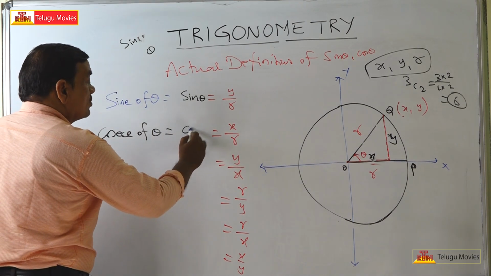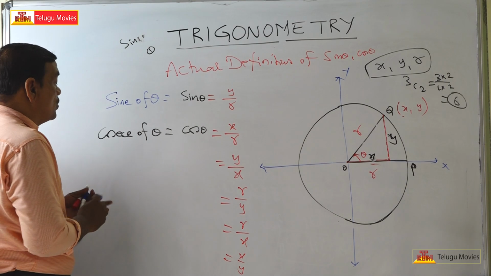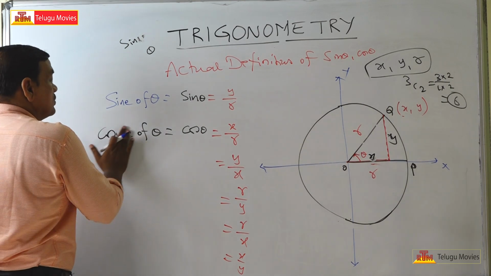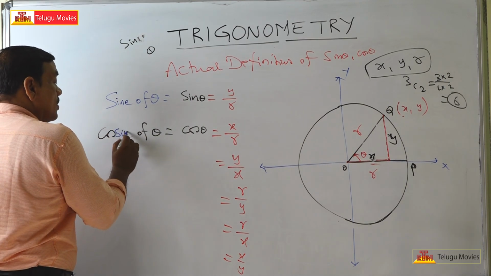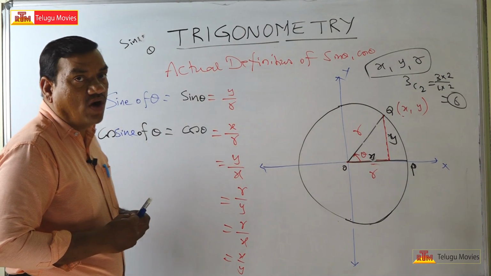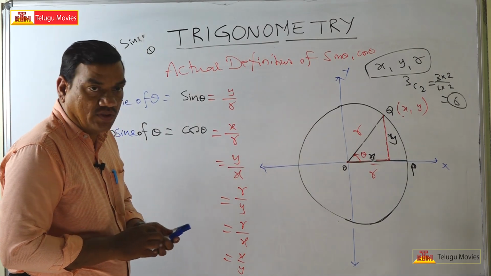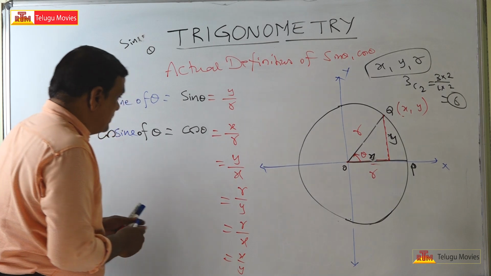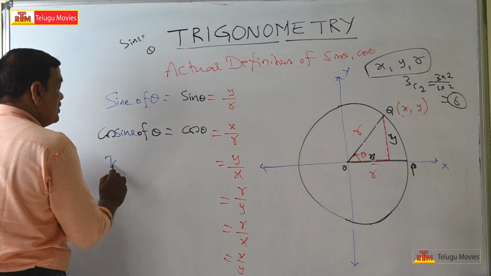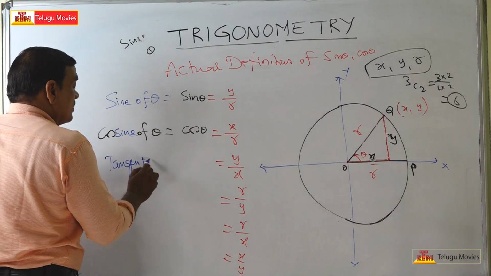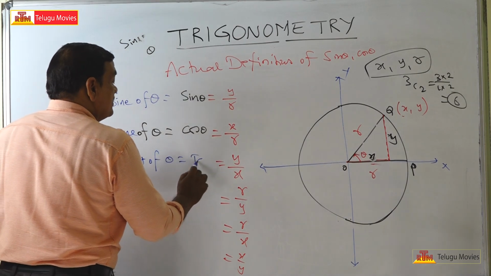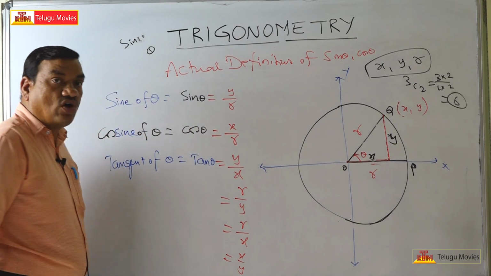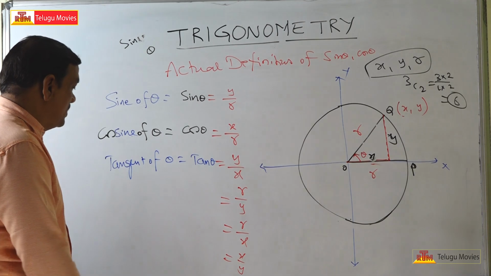Short form, write down cos theta. Cosine, not cosecant, cosine of theta, short form cos theta. The third one is tangent of theta, short form tan theta.